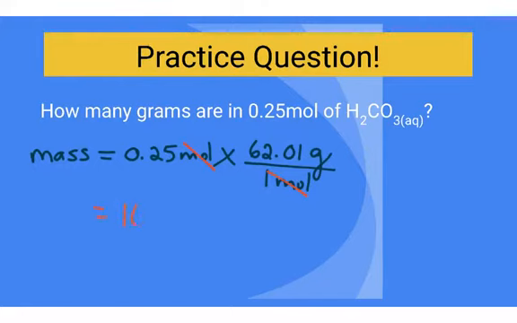And I'll be left with 16 grams. Now, it's not exactly 16 grams. I'm rounding it to 16 because, once again, I'm looking at significant digits here. I have 2 significant digits given, so I want 2 significant digits in the final answer as well.